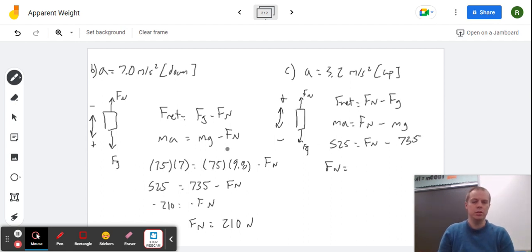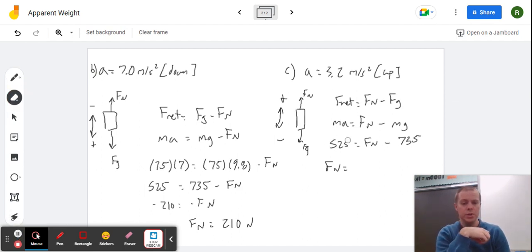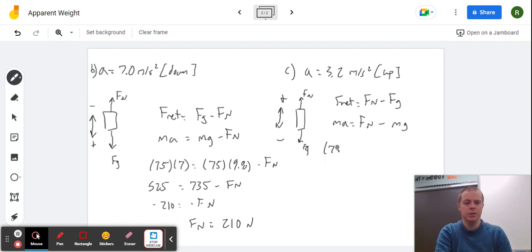These numbers do change because we have a different value for acceleration this time. Sorry about that. Our mass is still 75. Acceleration this time is 3.2. Normal force minus 735, because mg hasn't changed. So this will be 240.